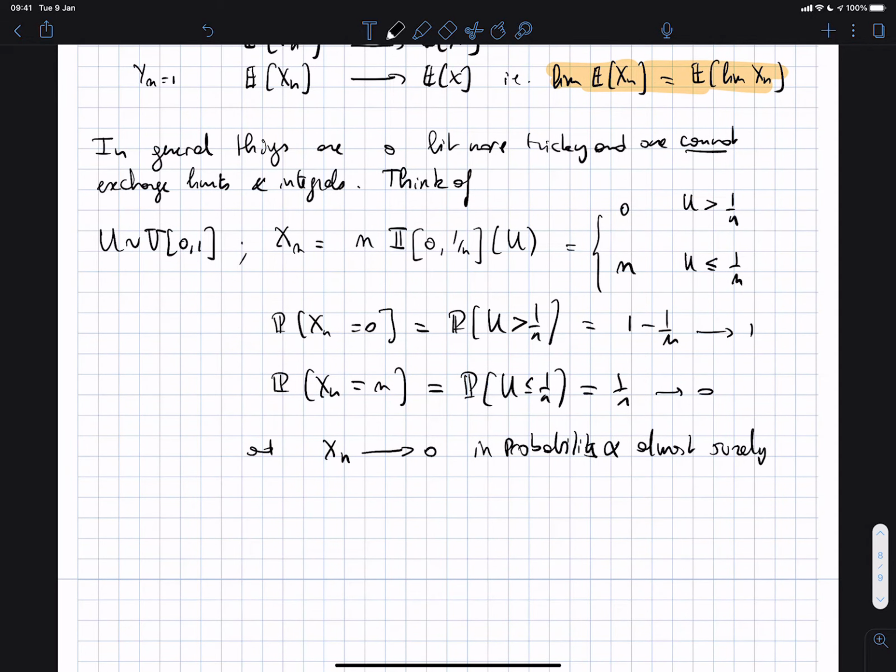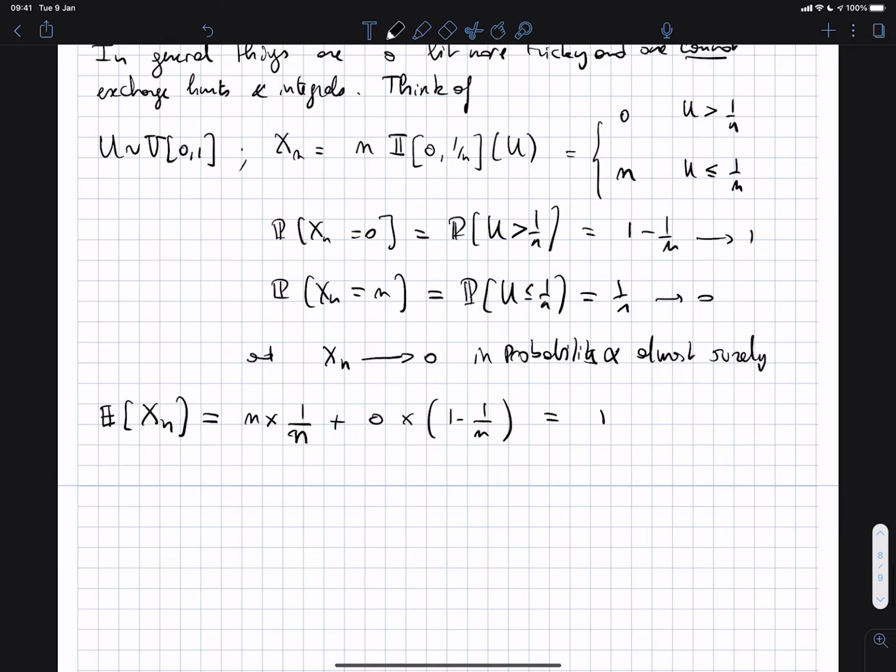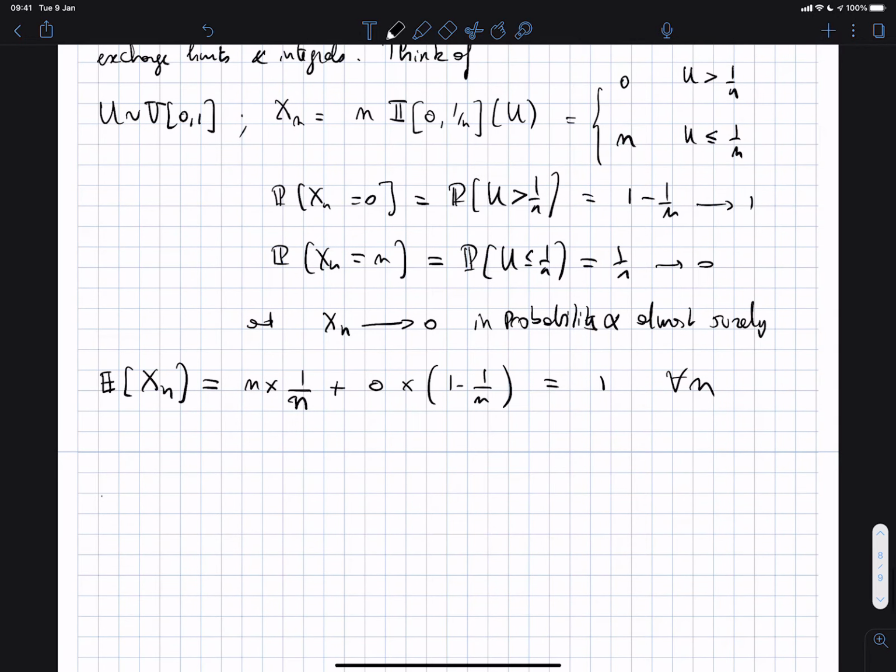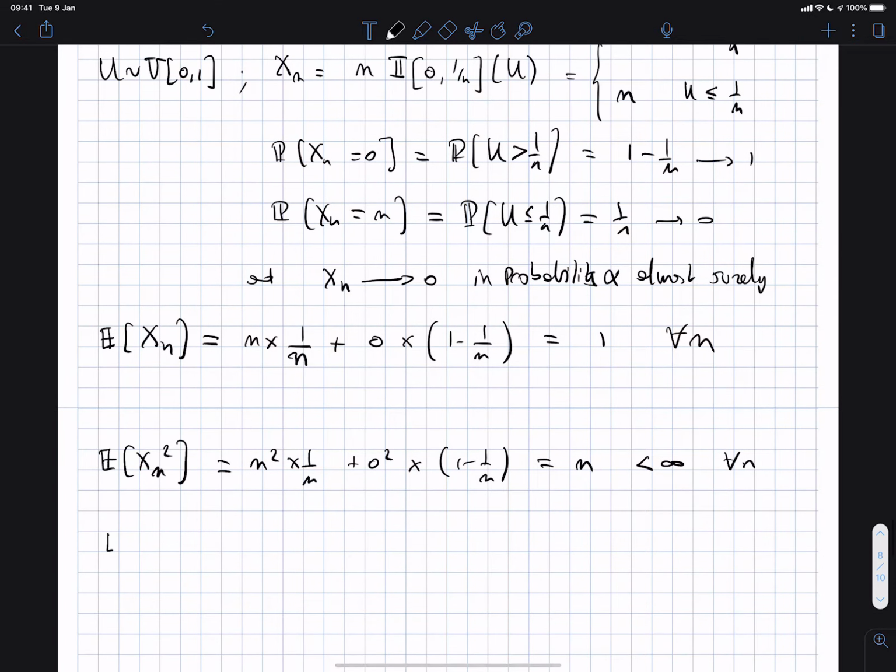It's that this sequence has a finite mean. The mean is just going to be n times the probability that it's equal to n. So it's n times 1 over n plus 0 times 1 minus 1 over n, which is just equal to 1. So the mean is finite. It's equal to 1 for all n. Expectation of Xn squared is n squared times 1 over n plus 0 squared times 1 minus 1 over n, which is equal to n, which is finite for all n. But expectation of Xn, which is equal to 1, does not converge to expectation of the limit.